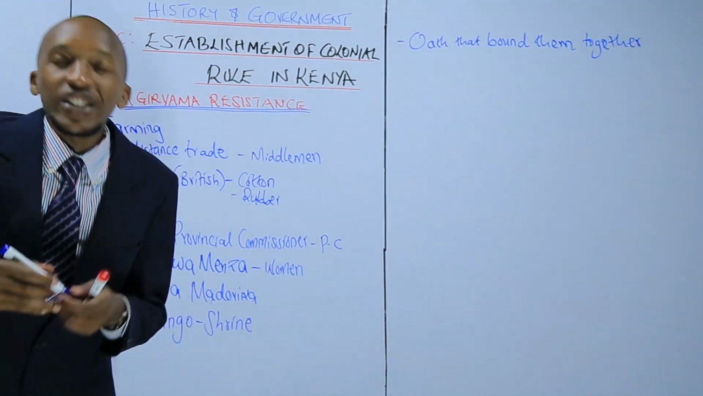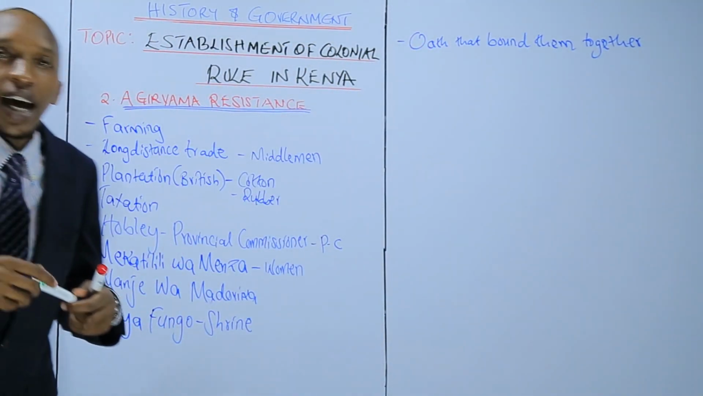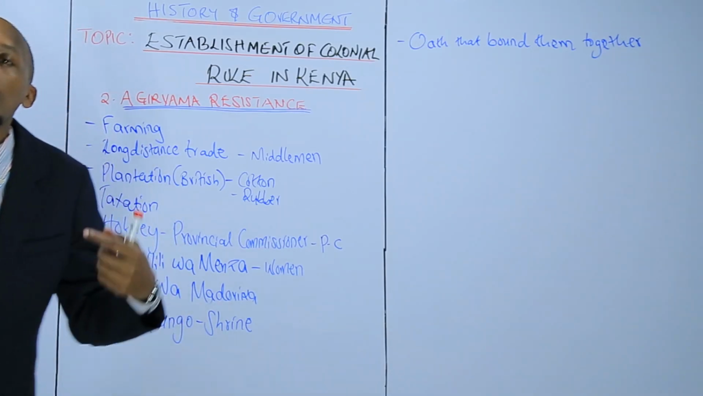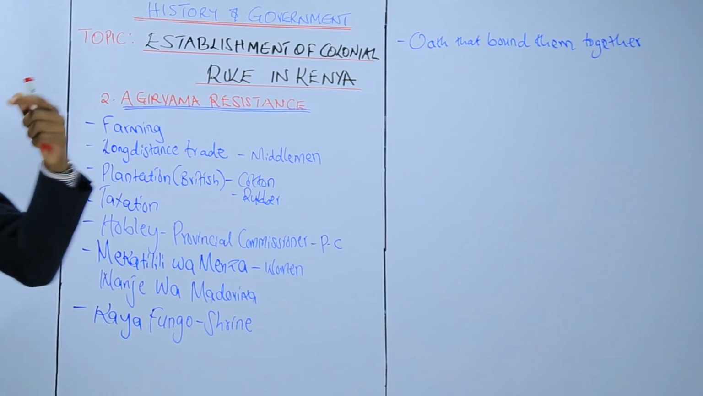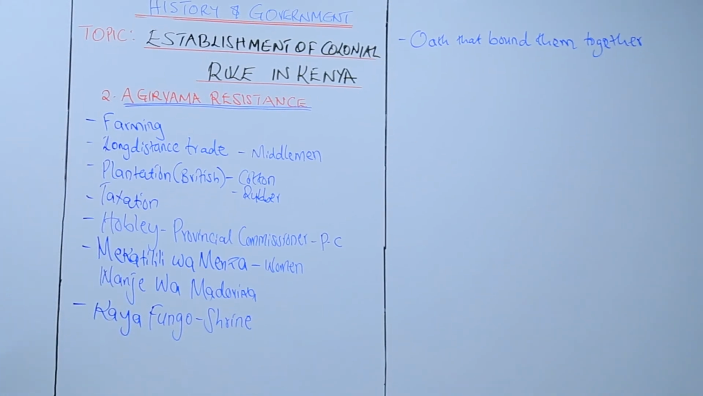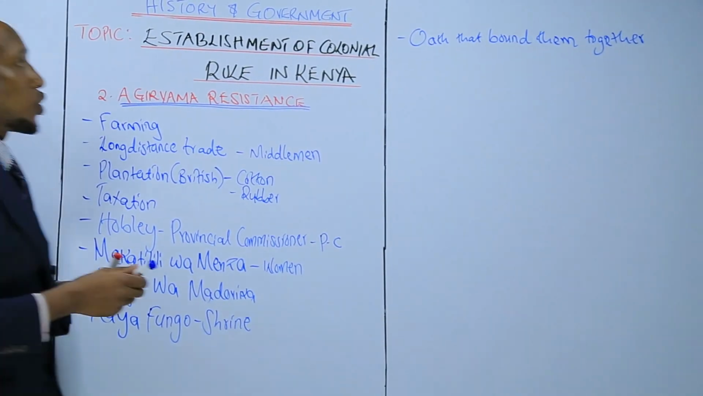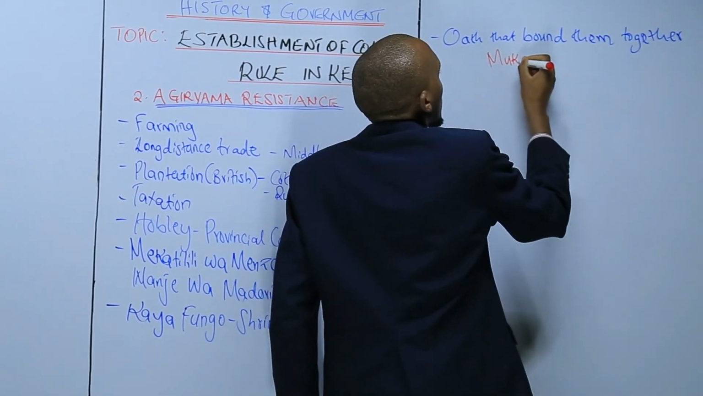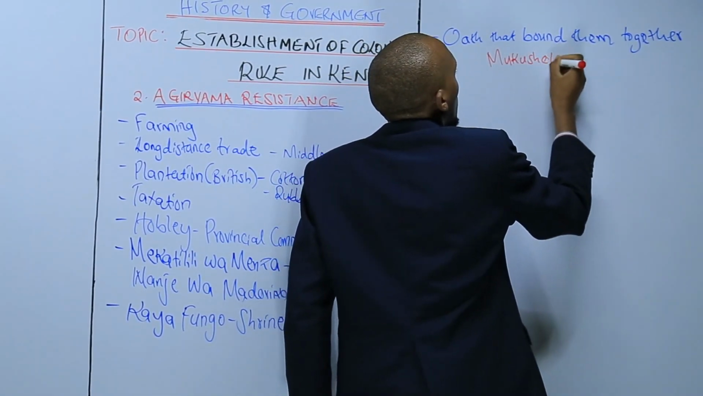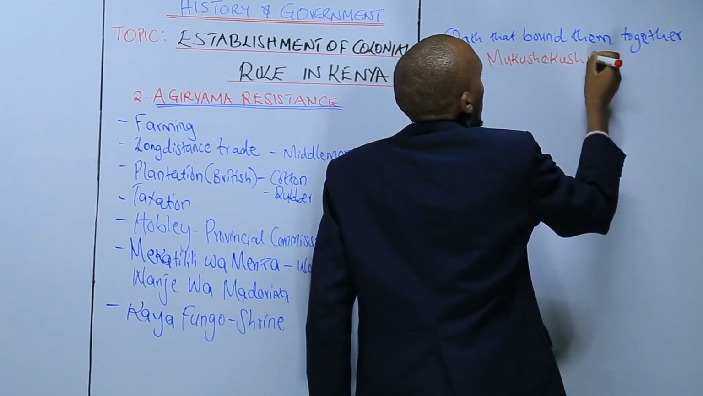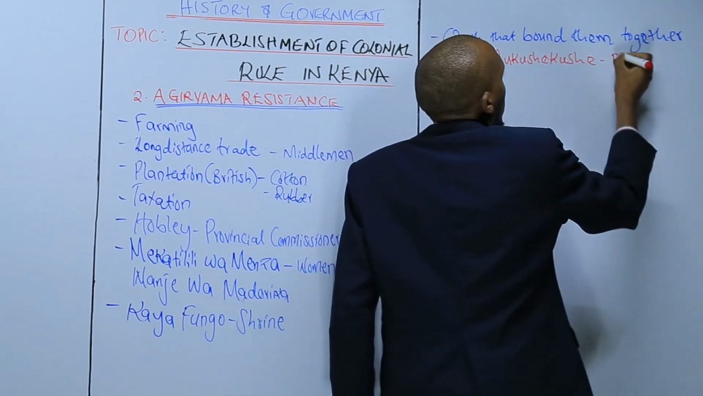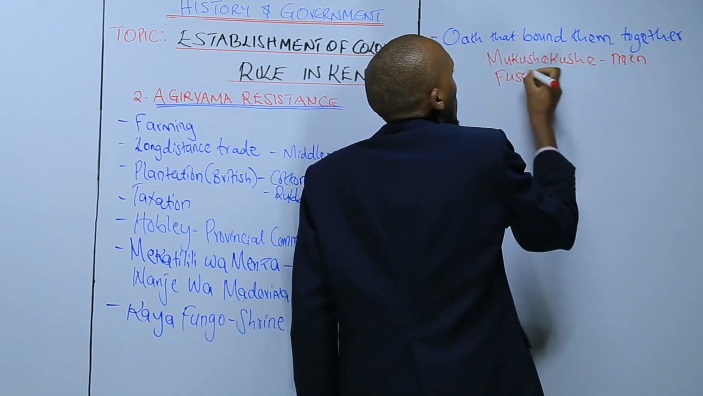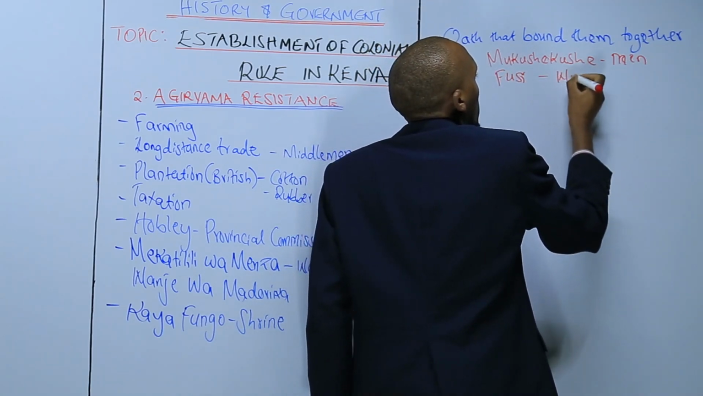An oath is an allegiance. If you take an oath, you have decided with the whole of your being that you are going to do a specific thing. There are two kinds of oaths that were taken. One was referred to as mukushe, or kushe. This was for the men. And the other one was known as fusi. This was for the women.